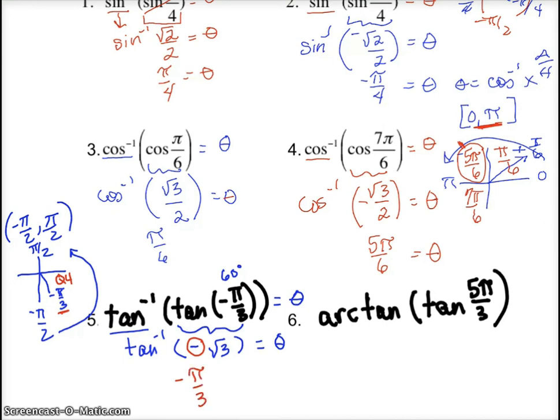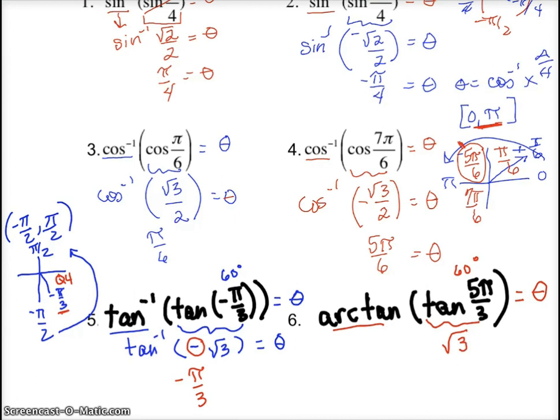Example number 6. Arctan, recall, is equivalent to inverse tangent. So because arctan is on the outside, we will be solving for an angle measure. To evaluate the inside, the tangent of 5 pi over 3. Our reference angle here again is 60 degrees, and we know the tangent of 60 degrees is root 3.